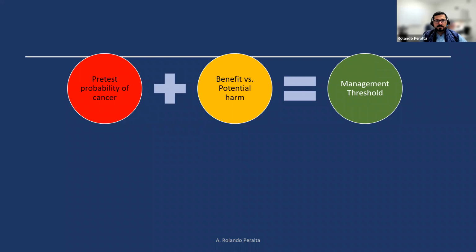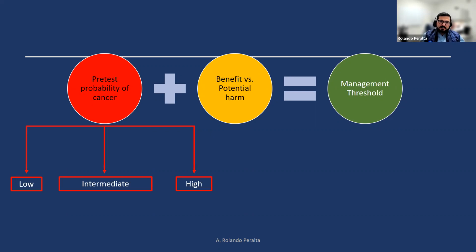So now the way we're going to do this is we're going to talk about pretest probability of something being cancer. We're going to add to that the benefit and the potential harm to the specific patient. And that is going to give us a management threshold. And that's how we're going to decide, okay, the patient gets follow-up, patient gets surgery, or patient gets something in between, okay? So the first thing is to decide what is low, what is intermediate, and what is high.